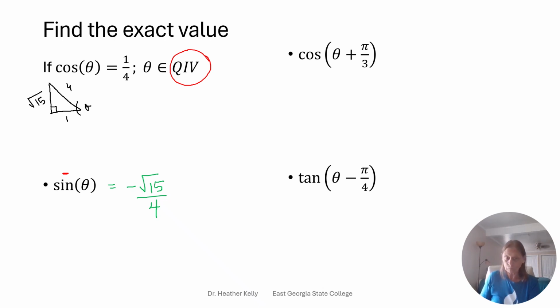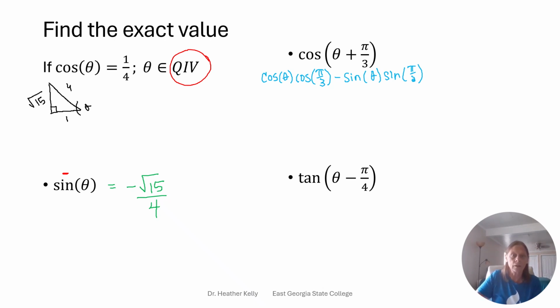Okay. Now, let's look up here at the cosine of theta plus pi over 3. So this is the sum, so what they want us to do here is cosine of theta, cosine pi over 3, minus sine theta, sine pi over 3. Okay, that's the goal here. All right, and now we're just going to plug in those answers here.